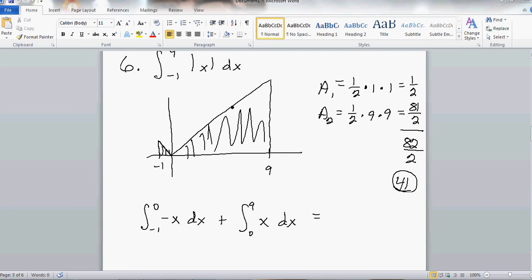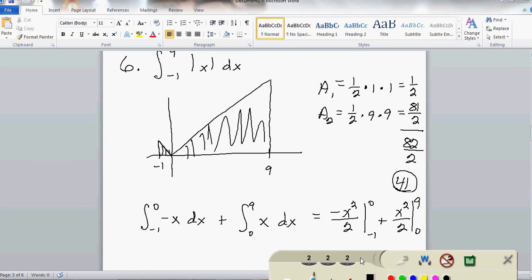And I'm going to have to determine what is the equation of this other line, and this line for that matter. So let's look at what happens here. Take the integral of this. We get -x squared over 2, evaluated from -1 to 0. Plus, take the integral of this, it's x squared over 2, evaluated from 0 to 9.